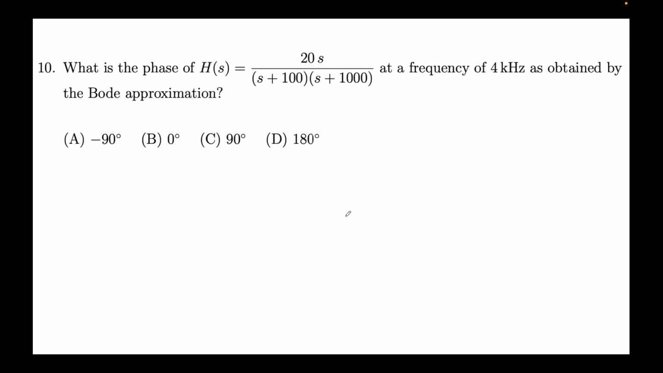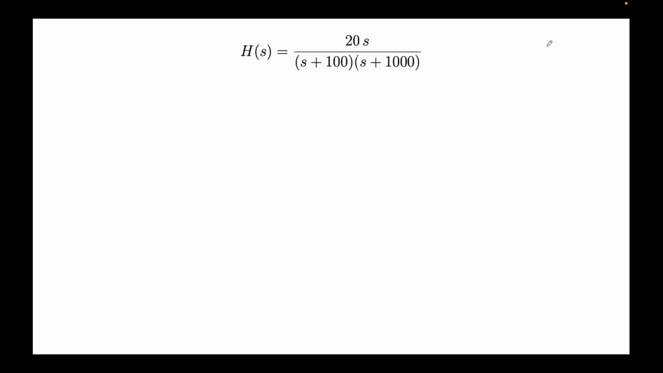Now we have the same problem, but this time at 4 kilohertz. So f is 4 kilohertz. I'll obtain omega first, 2 pi f. That will come out to be 8 times pi, which is around 25 kiloradians per second. Okay, so I'll write this again in terms of j omega.